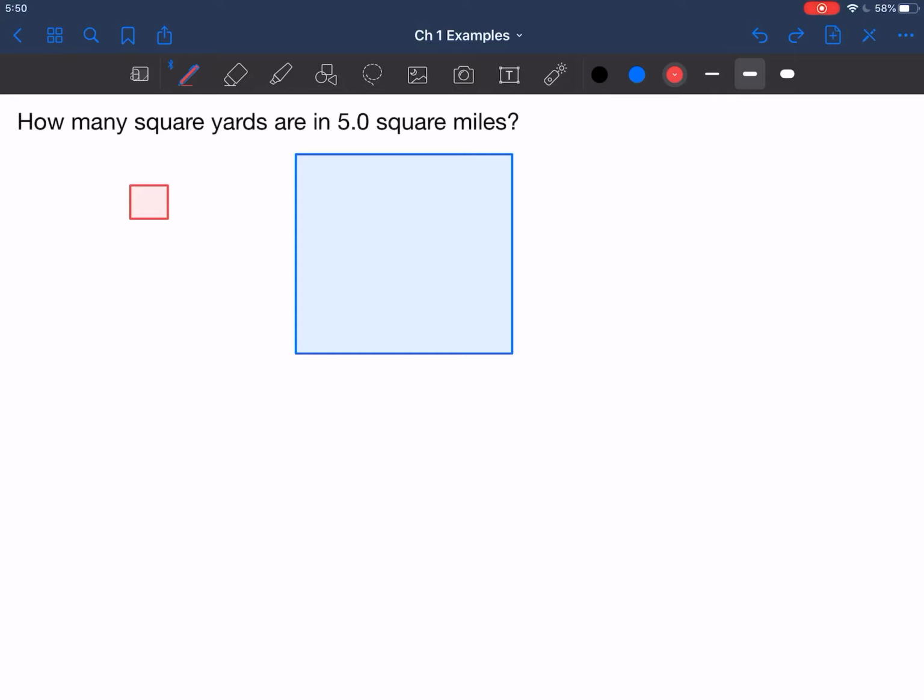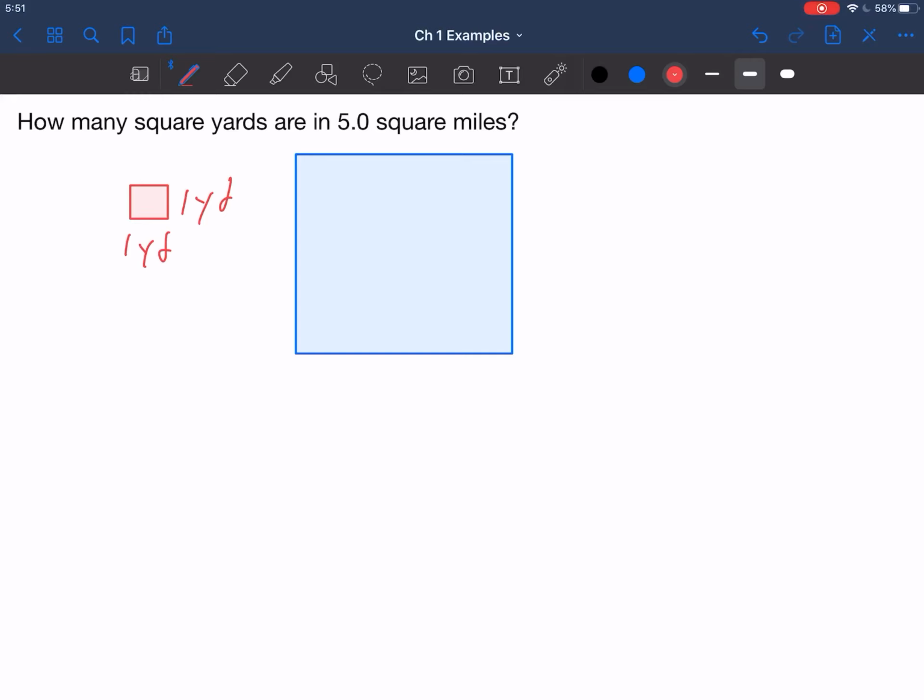Okay, so let's try this unit conversion problem. How many square yards are in 5.0 square miles? Okay, so let's first think about what a square yard is. A square yard is a unit of area, right? It's the amount of area taken up by a square where each side of the square is given by 1 yard. I'm sure you can picture a square yard.